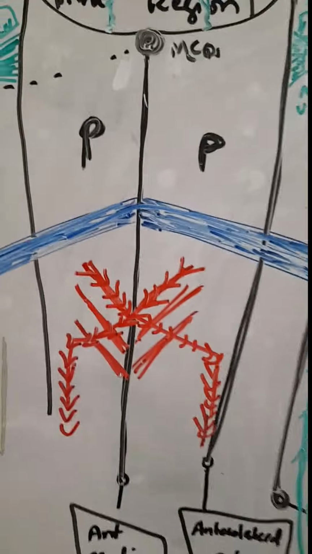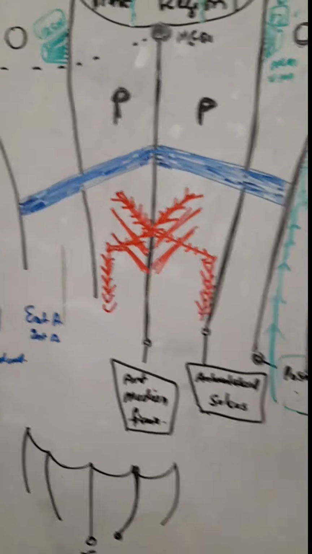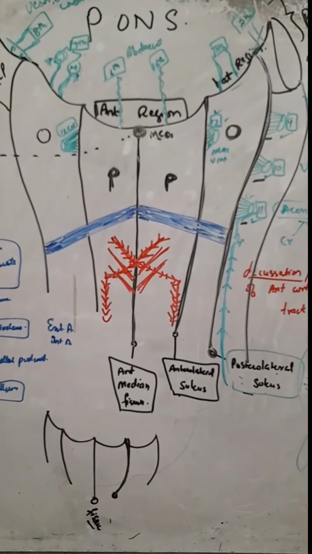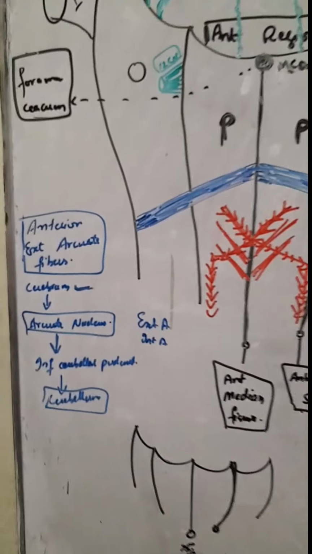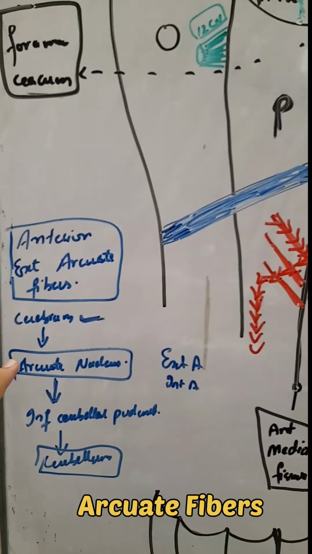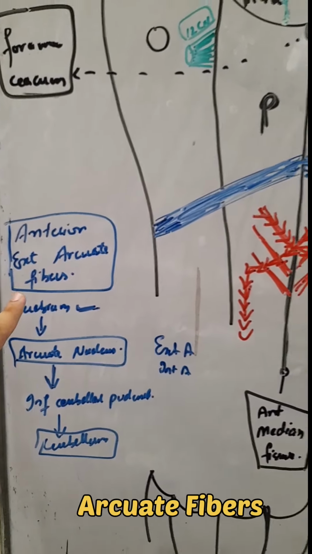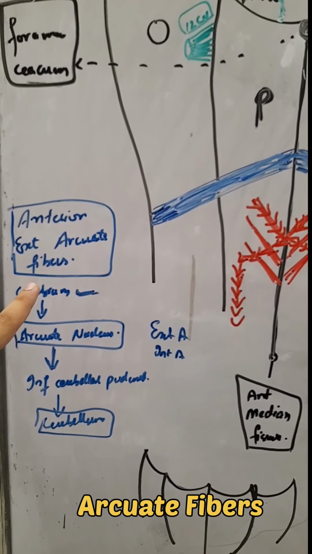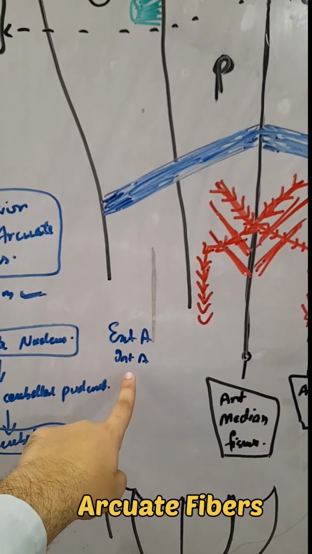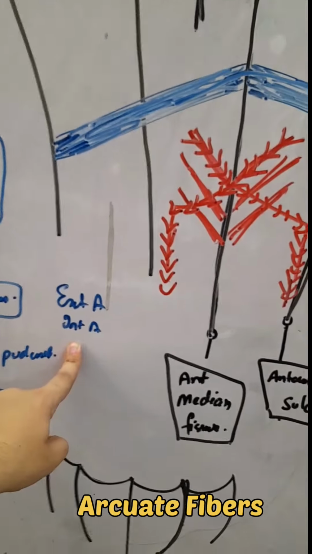And then we see the blue fibers. These blue fibers are on the anterior side, and these indicate the anterior external arcuate fibers. You must differentiate between them. There are two types of arcuate fibers: external arcuate fibers and internal arcuate fibers.